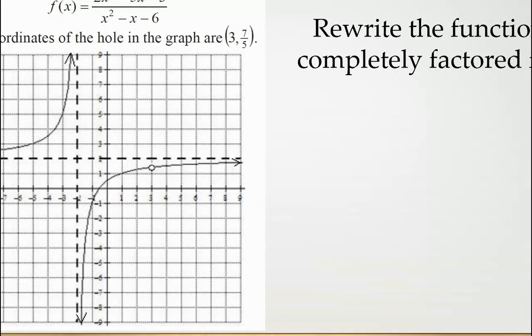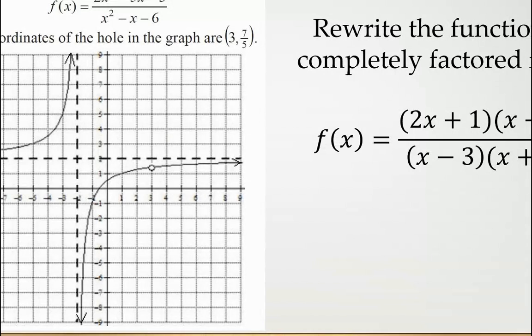Before we do that, though, I want you to notice that they do tell us the exact coordinates of the hole in the graph. It's pretty easy to see that the x value is 3, but the y value is a bit vague simply by looking at the graph. So they give us these coordinates. Let's go ahead and factor.